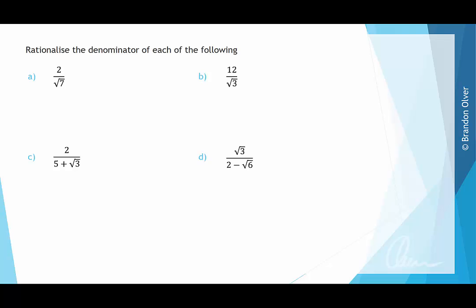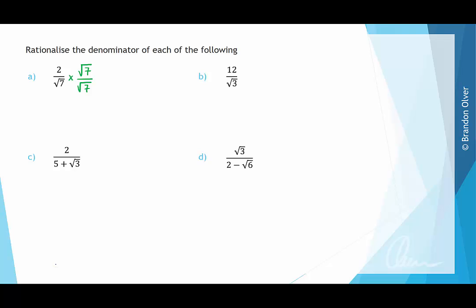Rationalise the denominator of each of the following. So for part A, we have 2 divided by the square root of 7, and to rationalise the denominator, we need to multiply by a fraction that's equivalent to 1 that will give a whole number on the bottom line. So we know that the square root of 7 times the square root of 7 would give 7, so we're going to multiply by the fraction square root of 7 divided by the square root of 7.